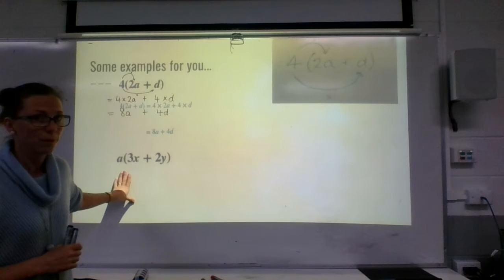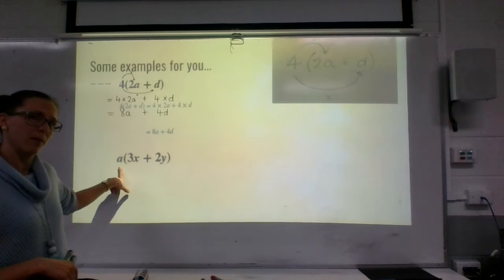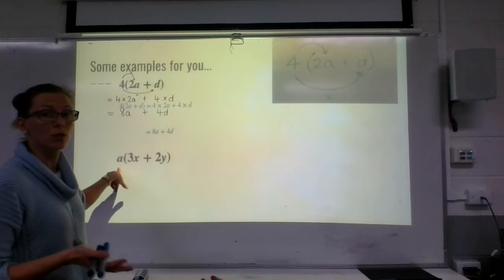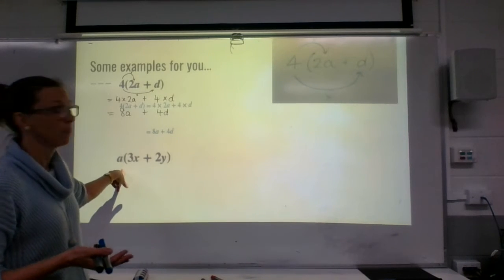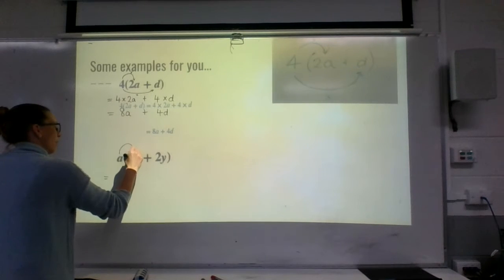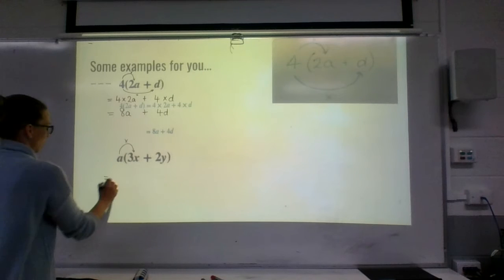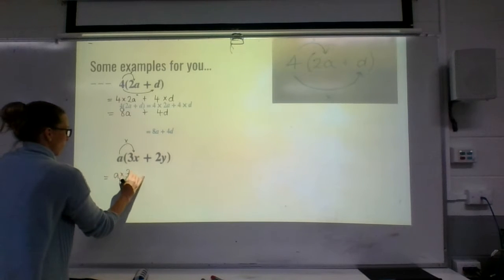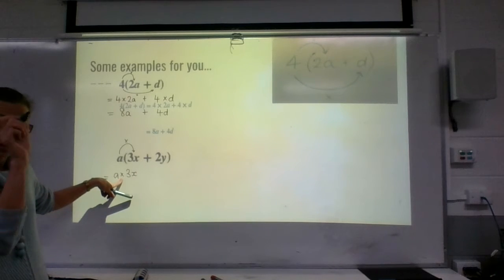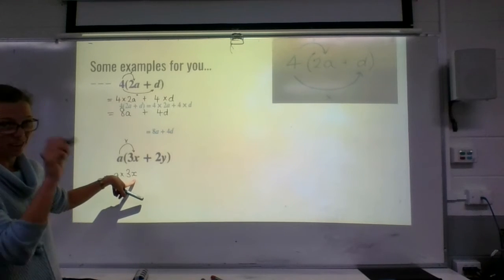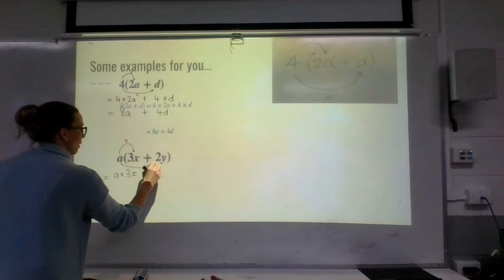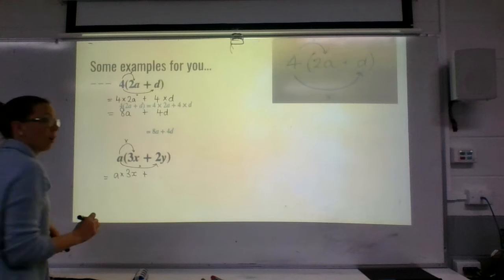This one looks a little different. On the outside of the bracket, I've actually got a pronumeral rather than a number, but I can still use the distributive law exactly the same way. So I think of it as this outside timesing by anything on the inside. So A times by 3x. Make sure those multiply signs are nice straight crosses and your x's are curly x's. Then I'm going to add A times by 2y.